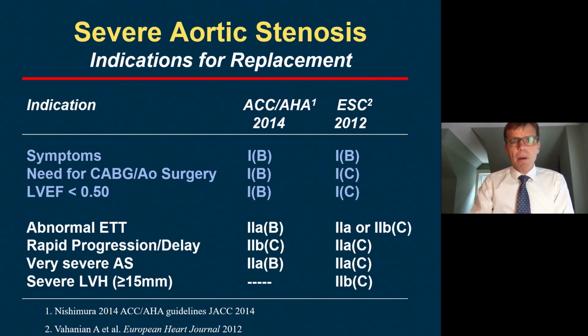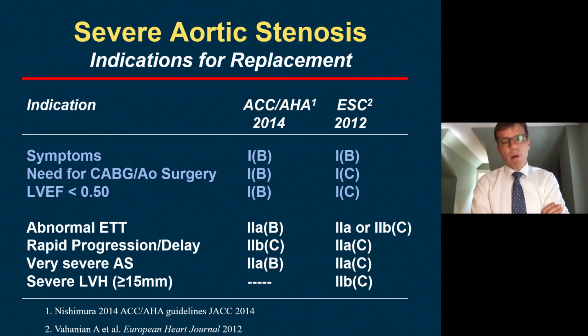If they need bypass surgery or aortic surgery for another indication, that would be a class 1 indication for having the aortic valve replaced. And if the ejection fraction has dropped to less than 50% as a result of the aortic valve stenosis, then that's another reason to think about replacement. There are other class 2A and class 2B indications here further down in the table. So in general, we don't recommend that you do an exercise tolerance test in somebody with aortic stenosis. It's just probably not the best. It can be dangerous, first of all.